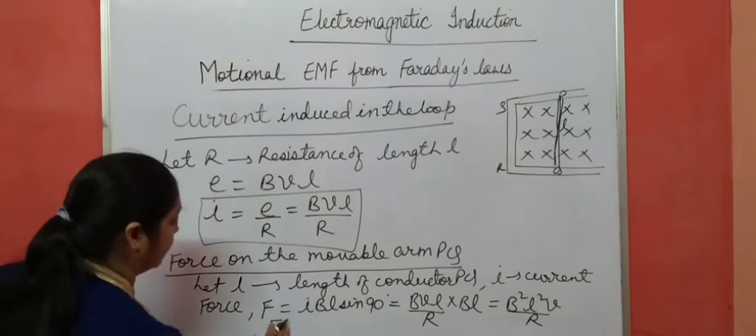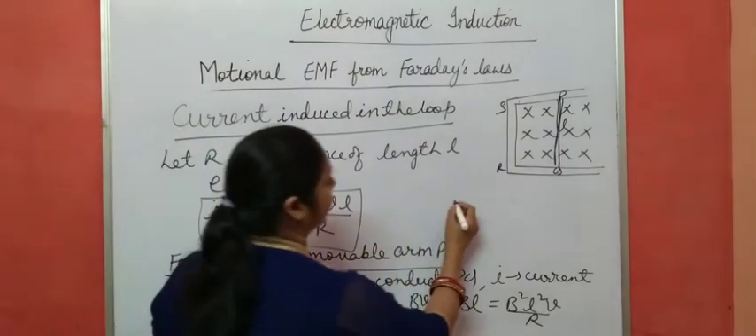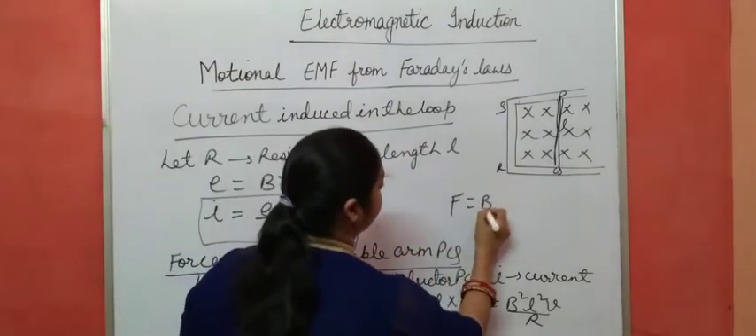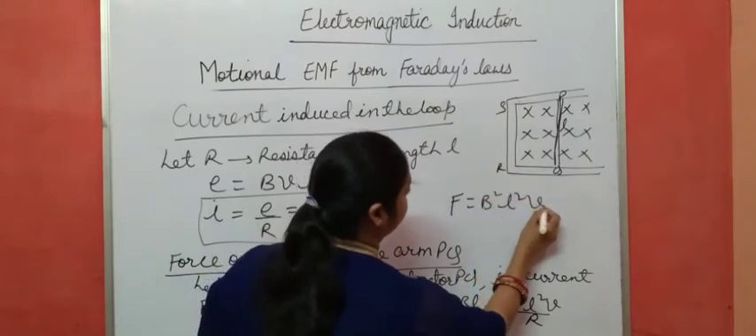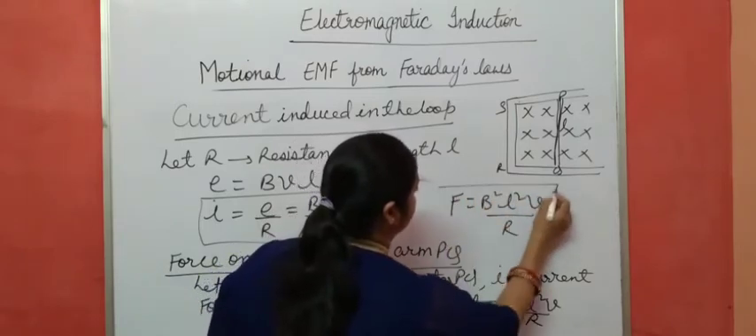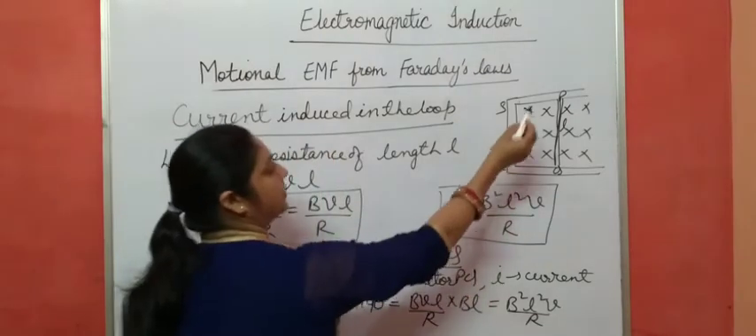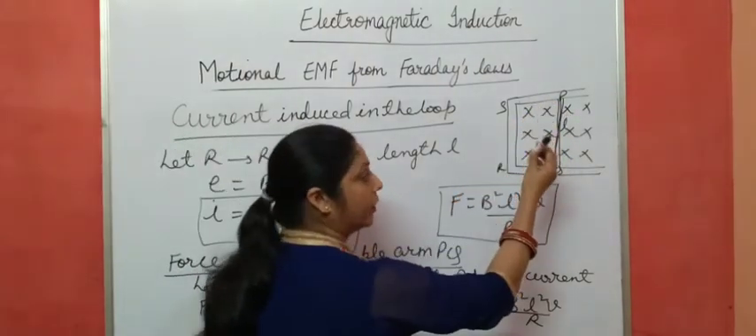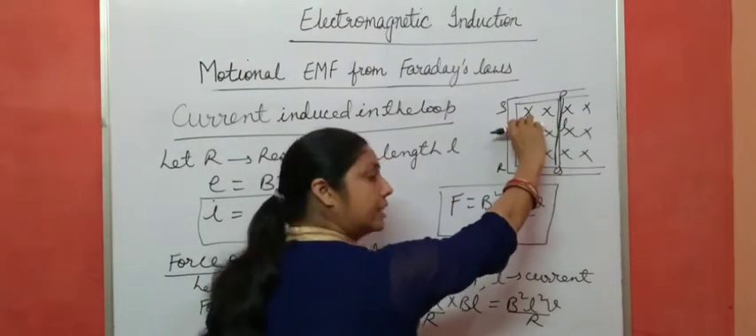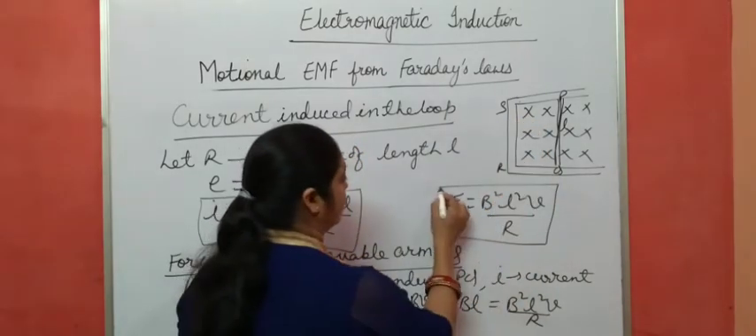I will write it here: Force equals B square L square V by R. And the direction of this force on the movable arm is outward, opposite to the motion of this arm, according to Lenz's law.